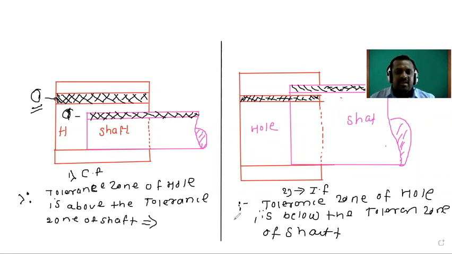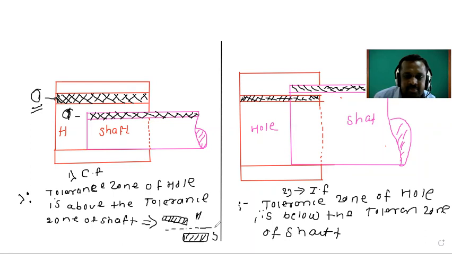So understood? Now tell me how to show that clearance fit in a graphical manner. Now see, this is the tolerance zone of the hole, and suppose this is the tolerance zone of the shaft. Tell me, should the tolerance zone of the hole be above or below? Is this correct? Yes, sir. Okay. It is called as the clearance fit.